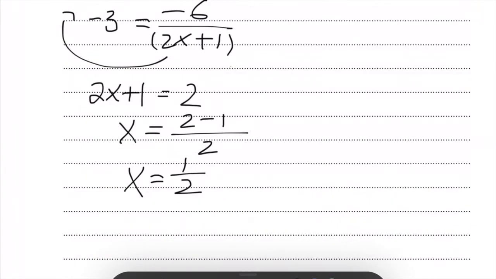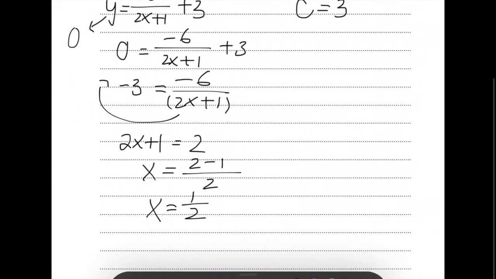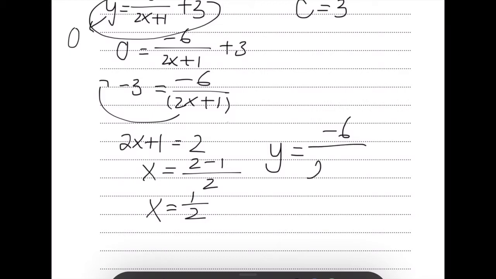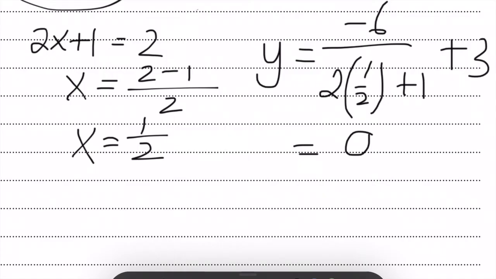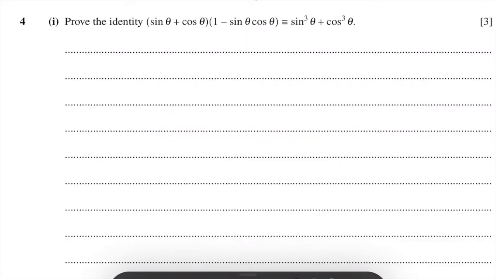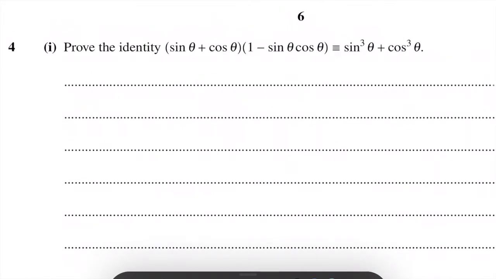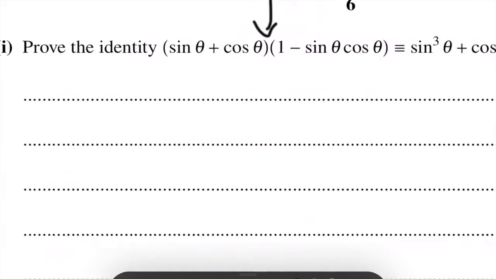When x is half, you have to find y. So you will use the original equation here to find y. So y is equal to negative 6 divided by (2 multiplied by half plus 1) plus 3, which is equal to 0. So your point will be (half, 0). For question 4, you have to prove the identity of a certain equation. What you want to do here is to expand the equation on the left.